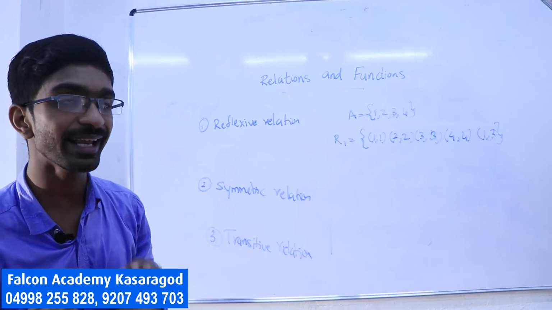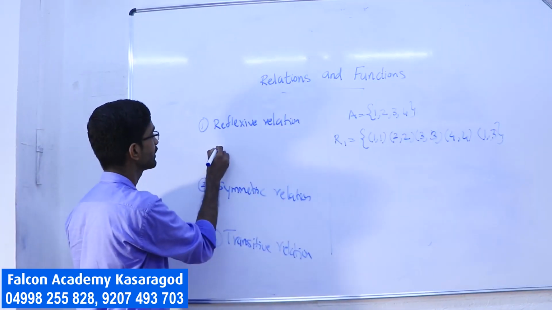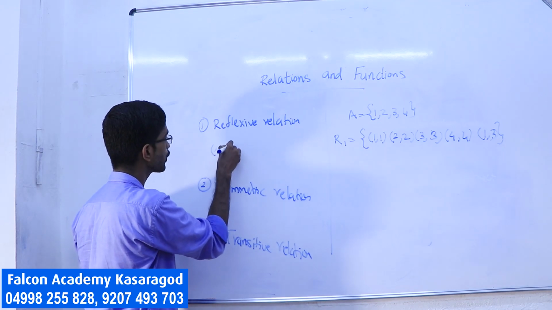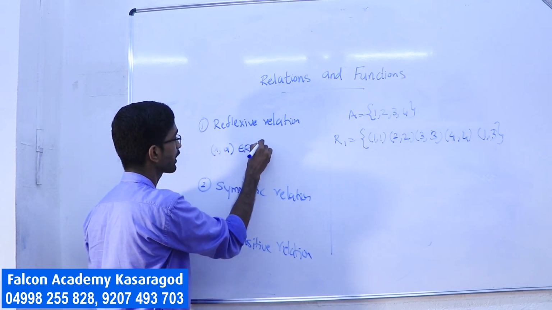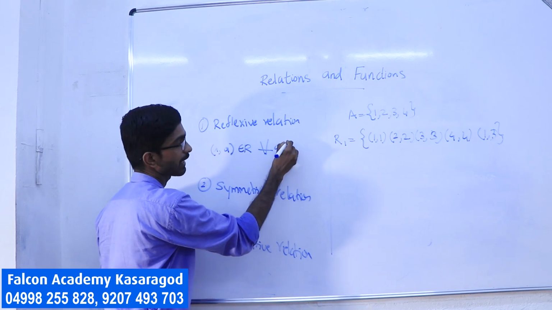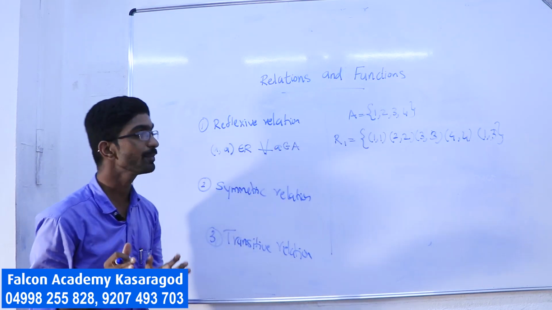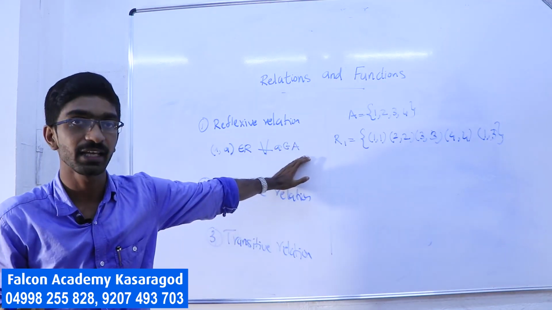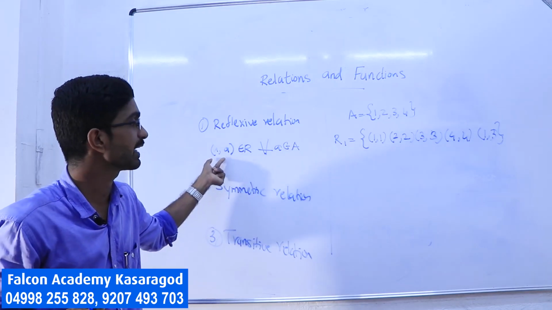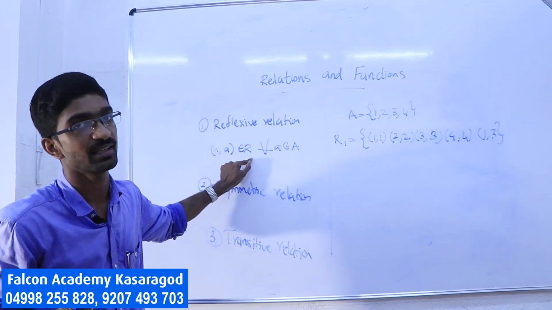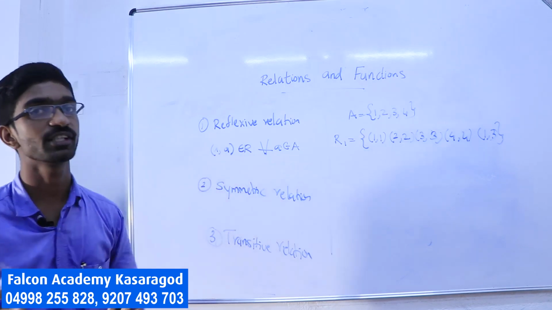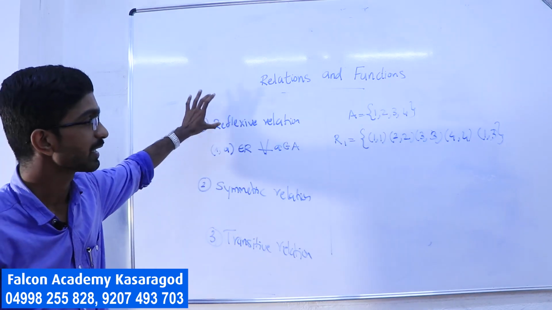So, I can define this relation as reflexive because a reflexive relation is a relation defined on a set A satisfying the condition the element A comma A must belong to R for all A belongs to A. Very simply, for each element A, the element A comma A must be in the relation R, then such a relation is called reflexive relation.